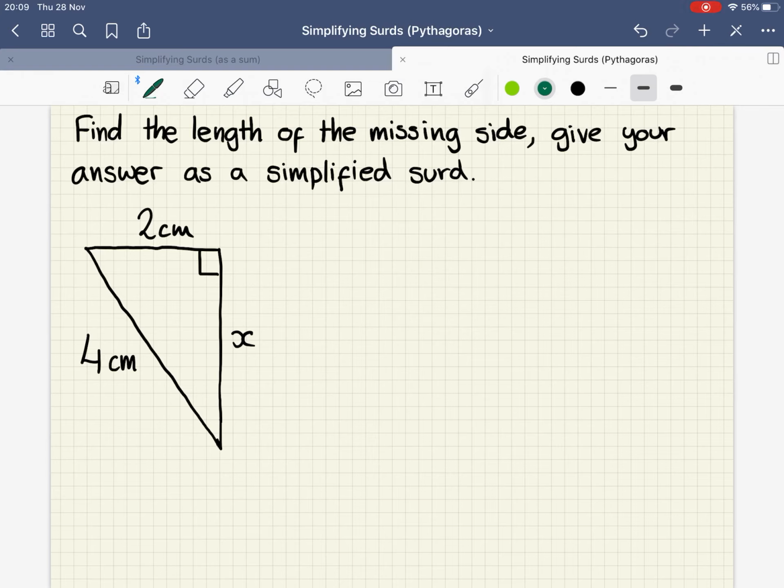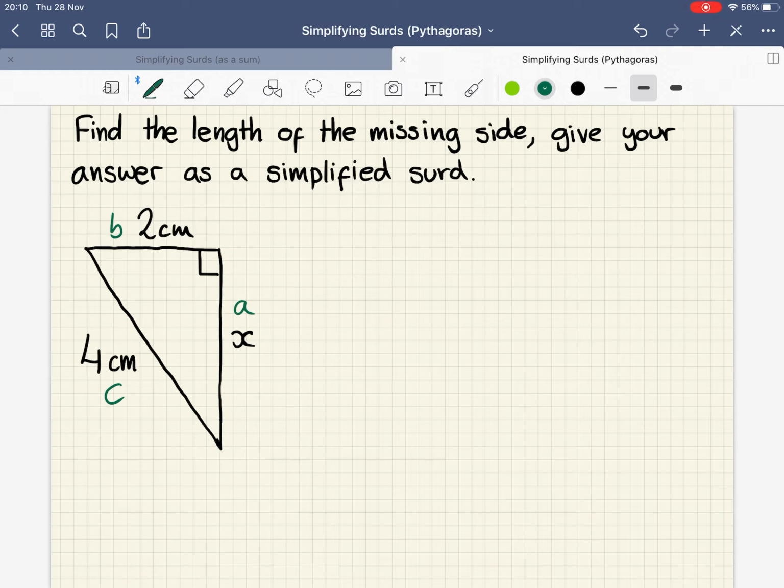Okay. So next one then, again, same type of question. It says find the length of the missing side. So again, got to label it. So I look first at the side that is opposite my right angle, and I instantly label that as C. And then this can be my A, and this can be my B.